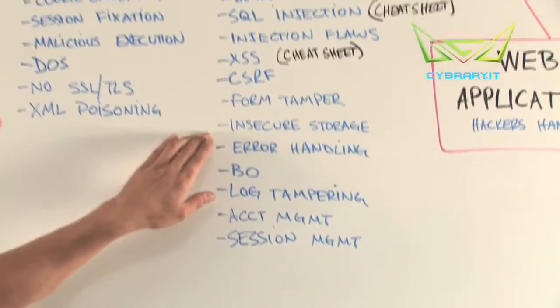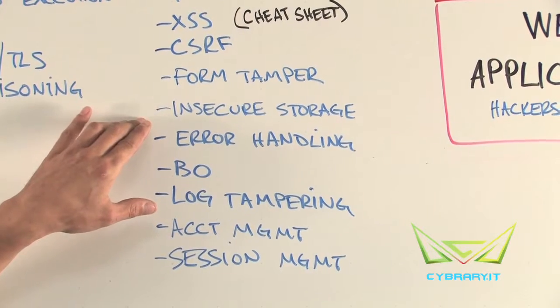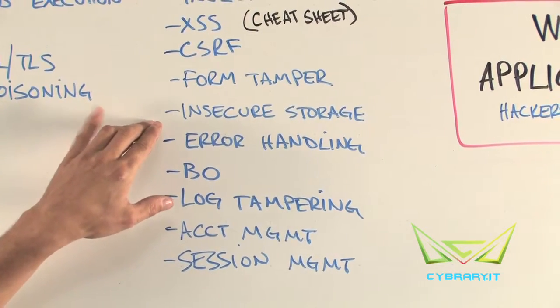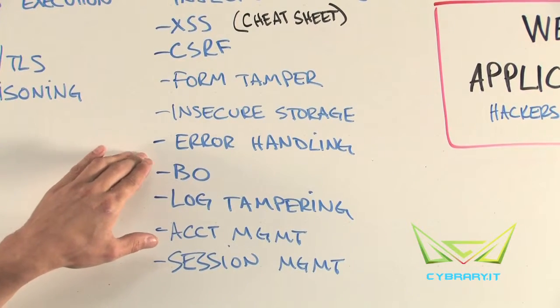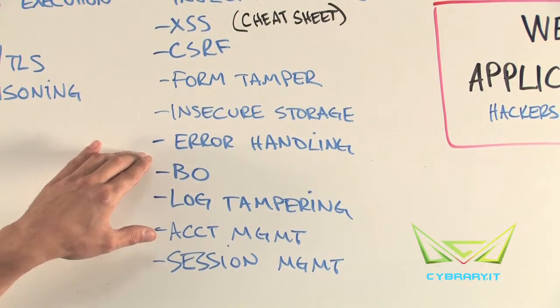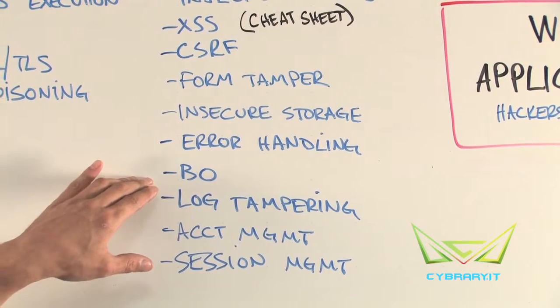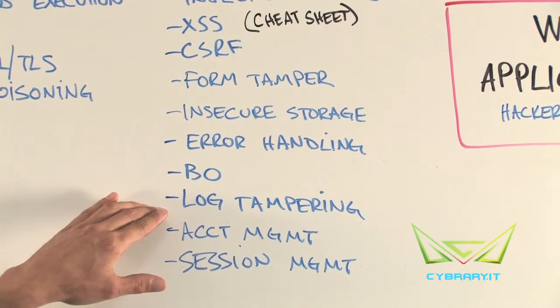Form tampering, insecure storage, or how does the web server store its information that the users are uploading? Are there picture directories? Are there video directories? What are the permissions on those directories? How are you handling errors? Are you giving an error message to your end user? Does the end user even need to see that? Buffer overflows are its own field of study. Log tampering, clearing your logs, changing the integrity of them.